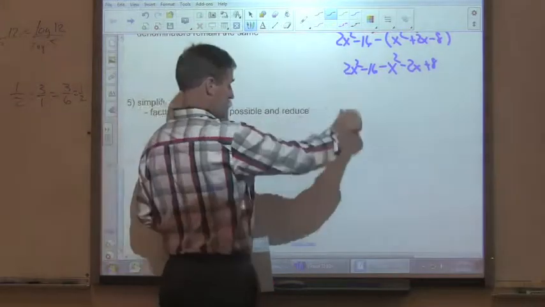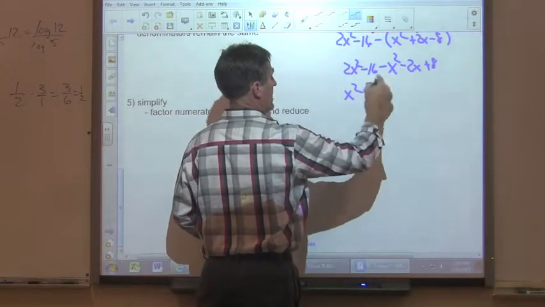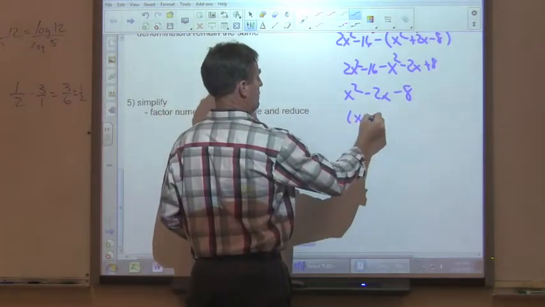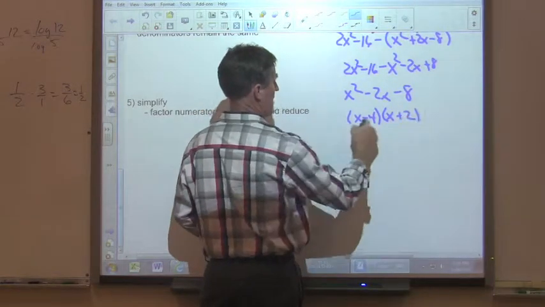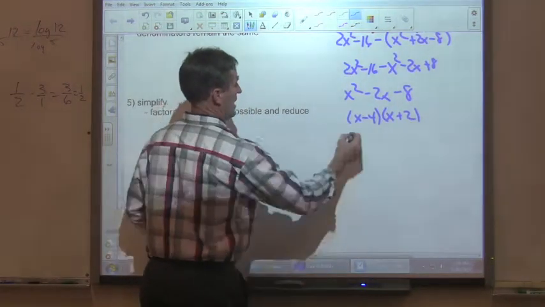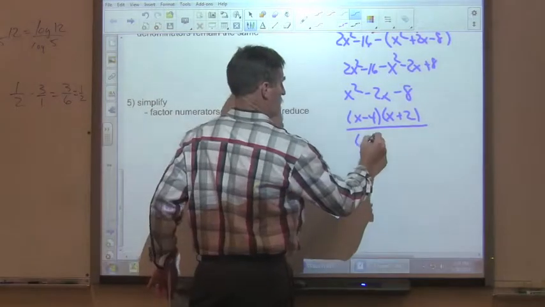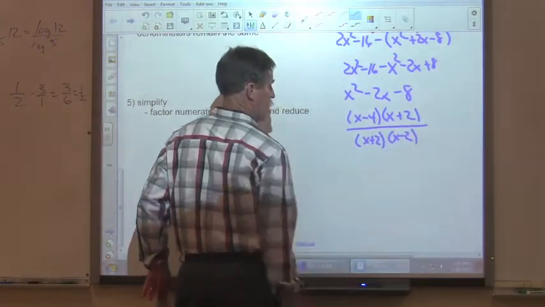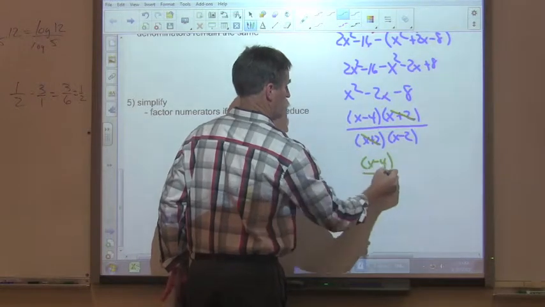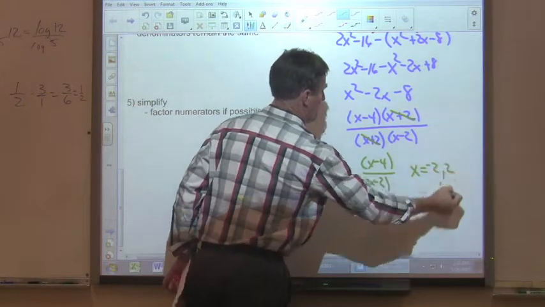So now I'm going to take and finish this. 2x squared minus x squared would be x squared. I just have a minus 2x, and then negative 16 plus 8 would be minus 8. And then that factors into x minus 4 and x plus 2. Check it. X squared, yes. Negative 8, yes. Negative 4x and 2x is negative 2x. And then that is over, we go back to our denominator that we've kind of let go for a little while, x plus 2, x minus 2, and the x plus 2's cancel. So we get x minus 4 over x minus 2. And our restrictions were x could not equal negative 2 or positive 2.